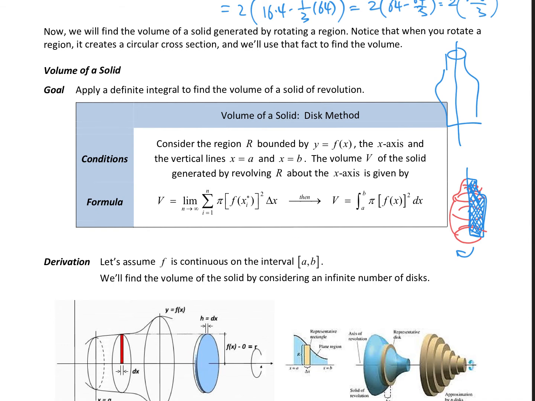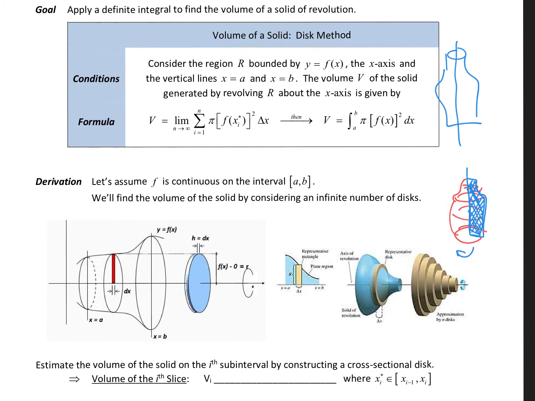Okay, so kind of the same thing. We have a region R bounded by some function, the x-axis, and the vertical line x equals a. So that defines the region we have. So you have a graph. We have the x-axis and you have some boundaries here, and then we're revolving it around the x-axis, right? So if you look at the picture here, I have a graph. They have the region R here, and then you're rotating about the x-axis.